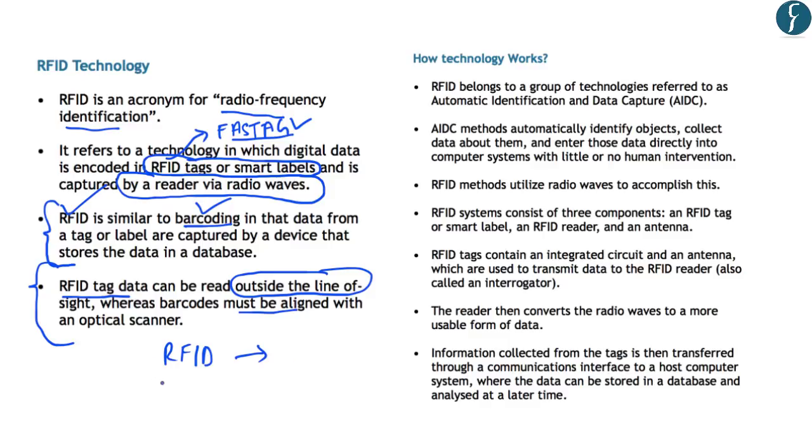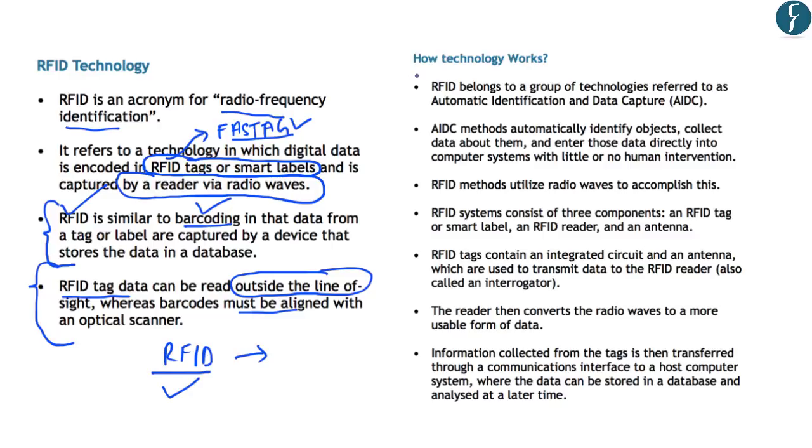Now, what this means is that the RFID tags are not to be scanned by the reader in the line of sight, and the reader and the scanner can be at a distance from the RFID tags. So, for example, if there's a car and the RFID tag is fixed on that car, the reader need not be in the line of sight of that tag to capture the data from the RFID.